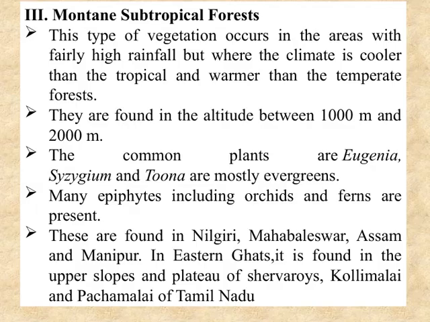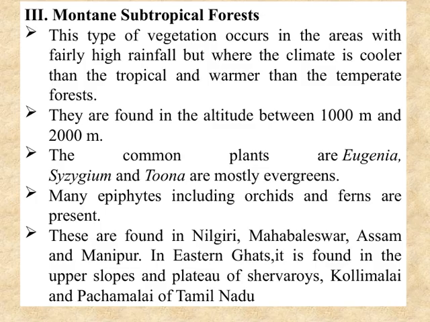Let's now look at the montane subtropical forests. This type of vegetation occurs in areas that receive quite a bit of rainfall but have a cooler climate compared to tropical forests, yet warmer than temperate forests. They are typically found at altitudes between 1,000 meters and 2,000 meters.